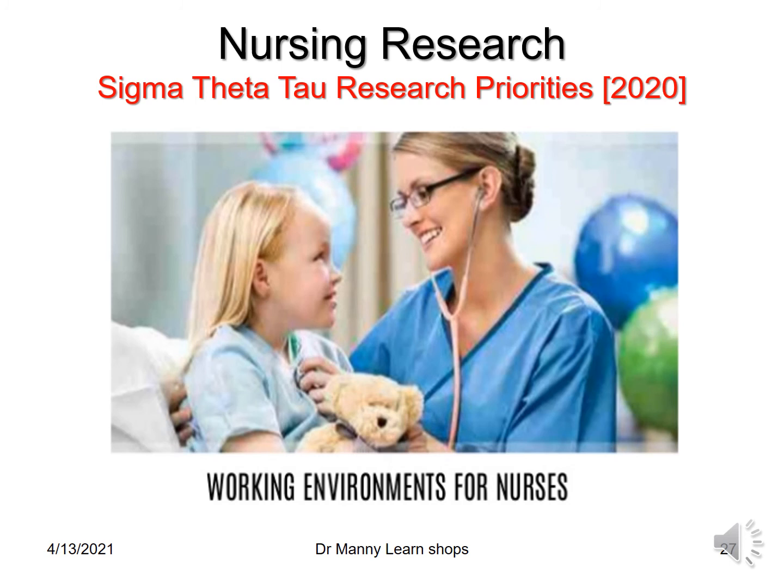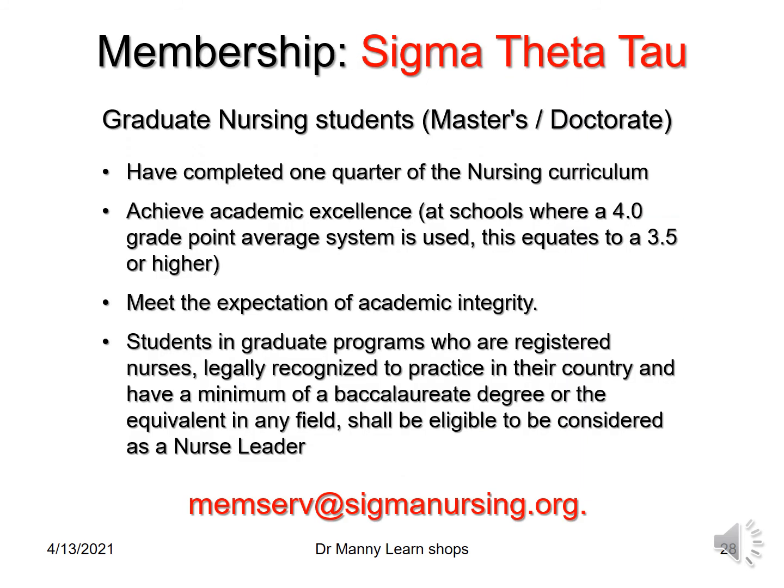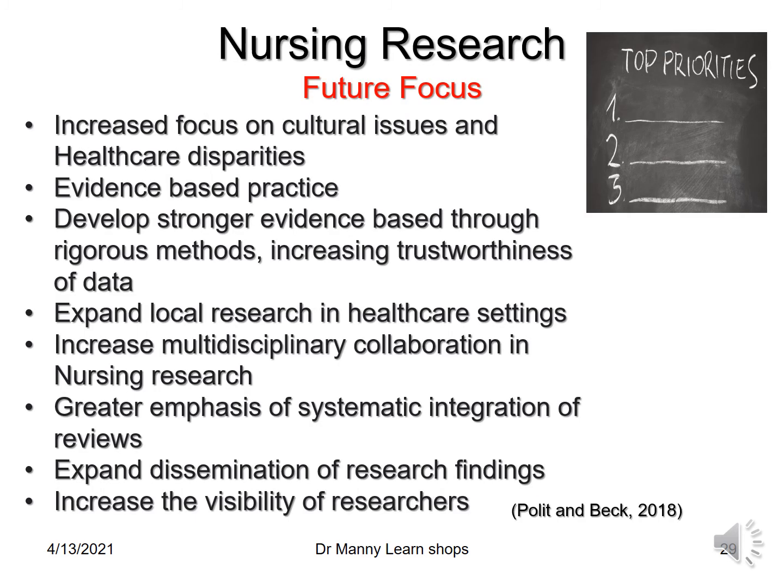Sigma Theta Tau also focuses on working environments for nurses, because nurses, as demonstrated in the local and the international situation related to the COVID-19 pandemic, can be put at risk as frontline healthcare providers. So research pertaining to these areas is vitally important in relation to things like burnout, recommended by Sigma Theta Tau. There's a focus on developing a stronger evidence base through rigorous methods, increasing the trustworthiness of your data, especially in qualitative research, which is still reviewed skeptically by the scientific community.